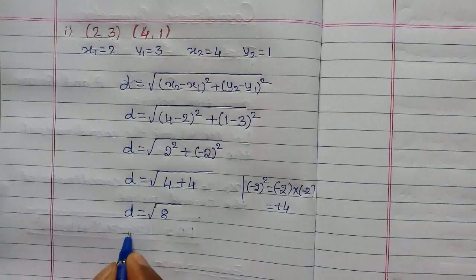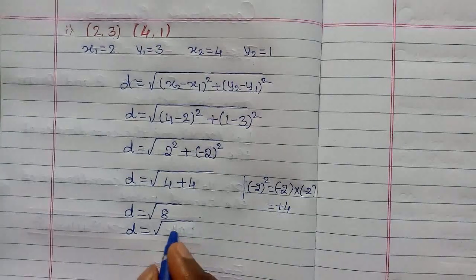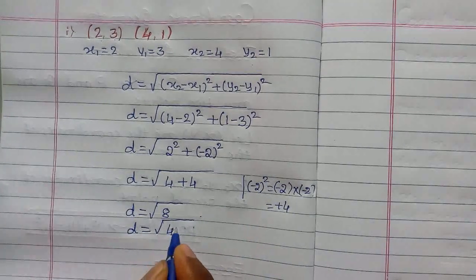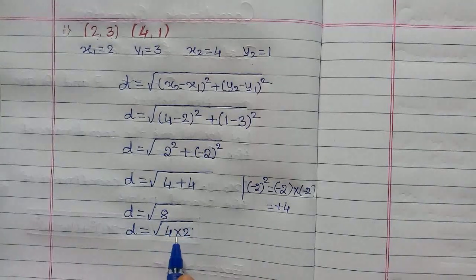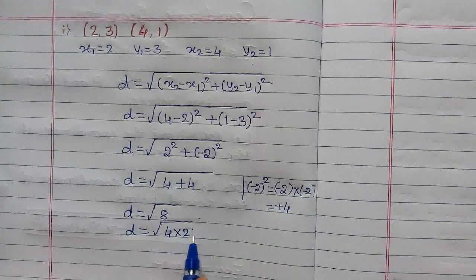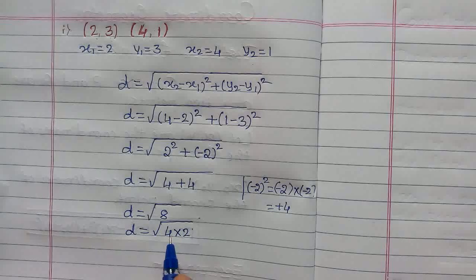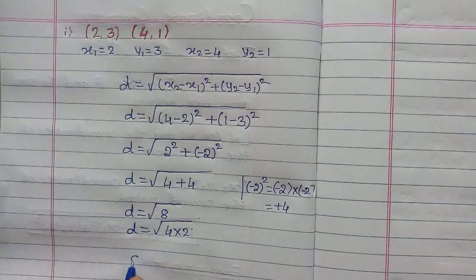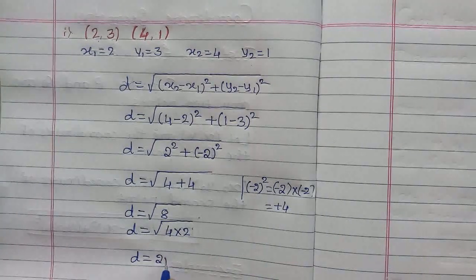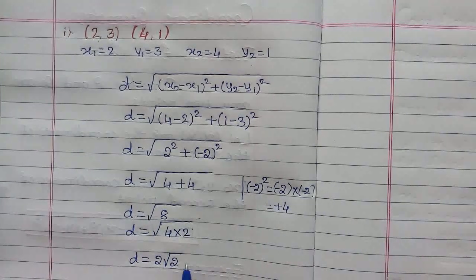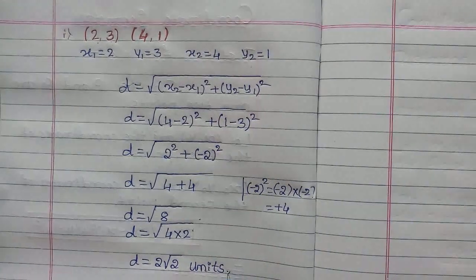Here d is equal to root 8. 8 is also written as 4 into 2, because 4 twos are 8, both are equal. In these two numbers, 4 is a perfect square. Then d is equal to square root of 4, which is 2. Then 2 square root 2 units. Now it is the answer.